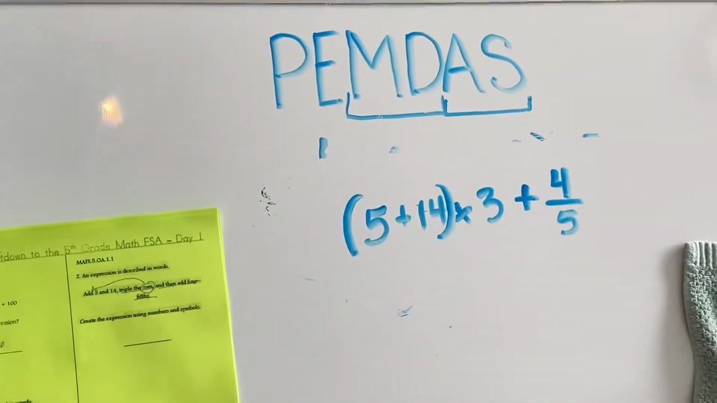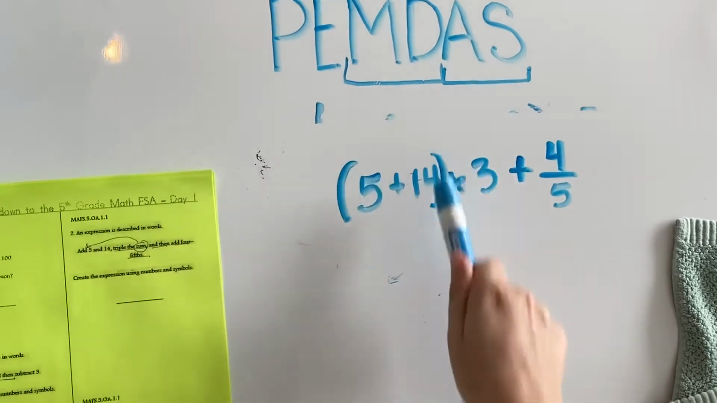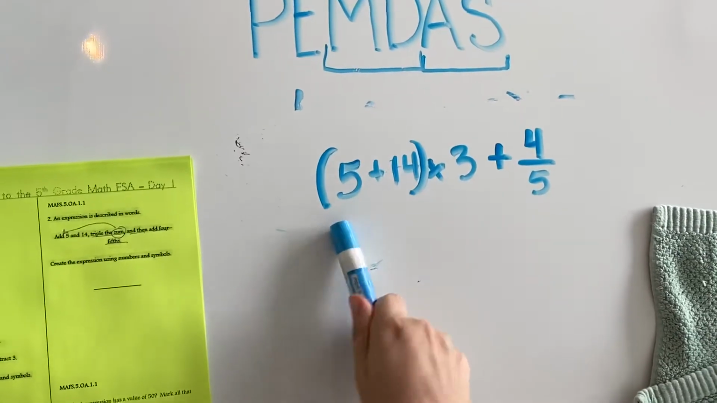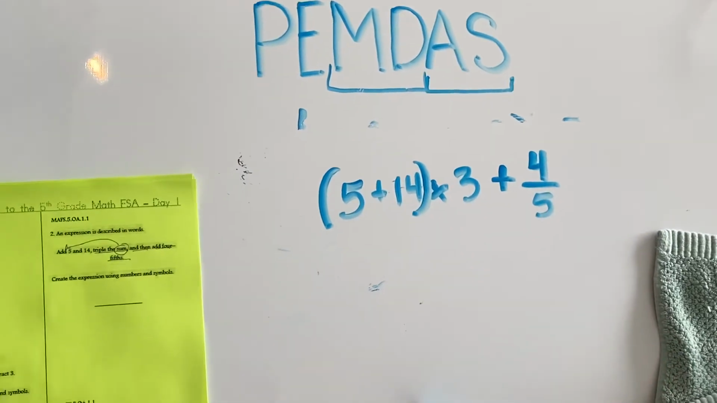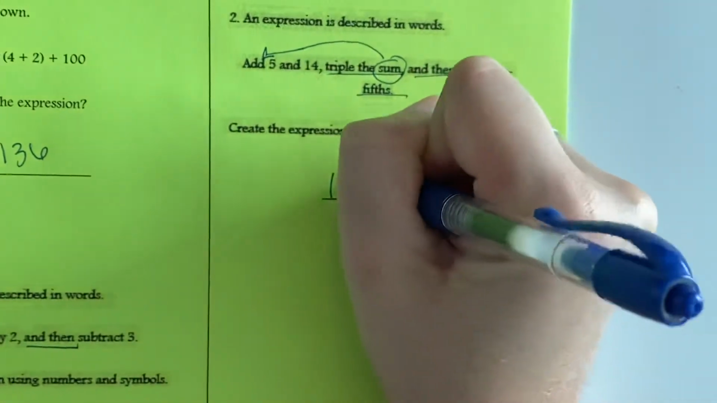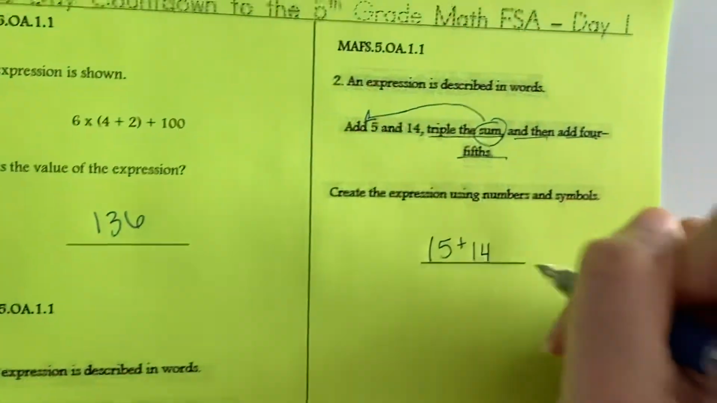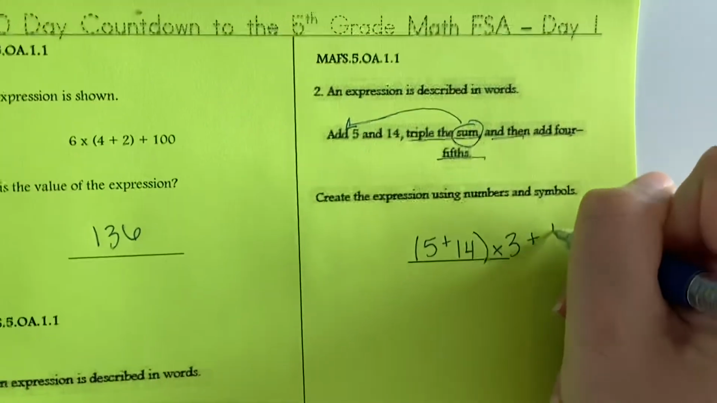Do I need any more parentheses? I don't, because multiplication comes before addition. So I do this first, then I multiply it by 3, and then I add 4/5. So that is my equation for number 4. 5 plus 14, parentheses, times 3 plus 4/5.